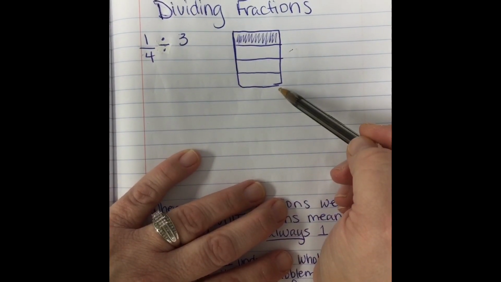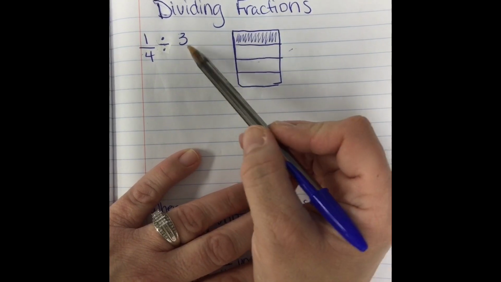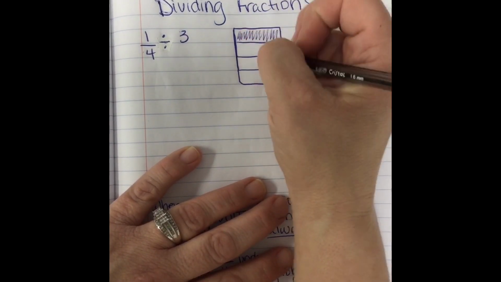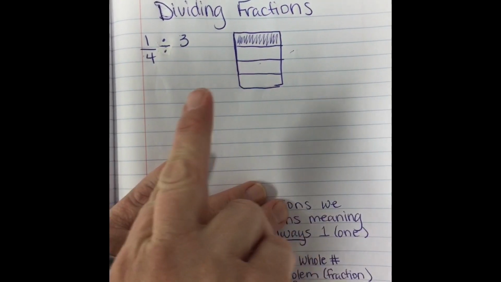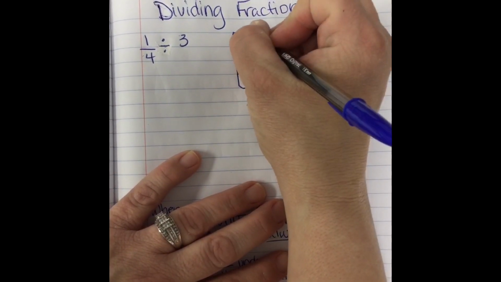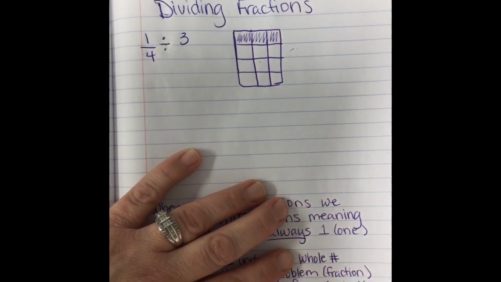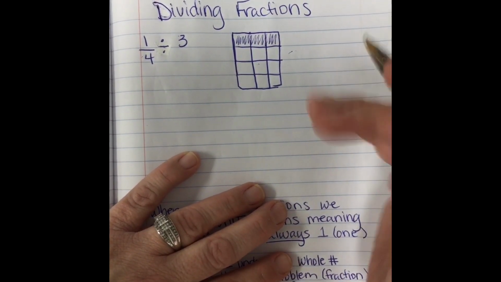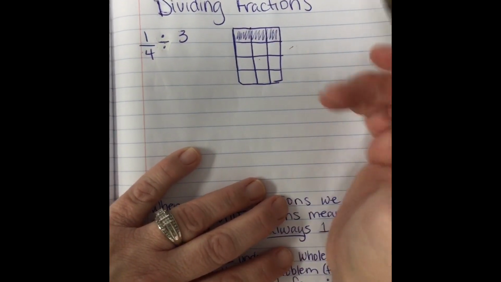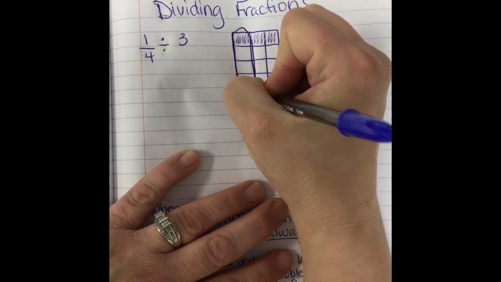That's my model. So the first part of the problem tells me the model I'm going to draw. I'm going to draw a picture of 1/4. Then it says divide by 3. That means I'm going to take this model and break it into 3 pieces. So my pictures are horizontal, so now I have to go vertical. 1, 2, 3. All right, so now I have three groups. Okay, and I'm only looking at one of those groups for the numerator.